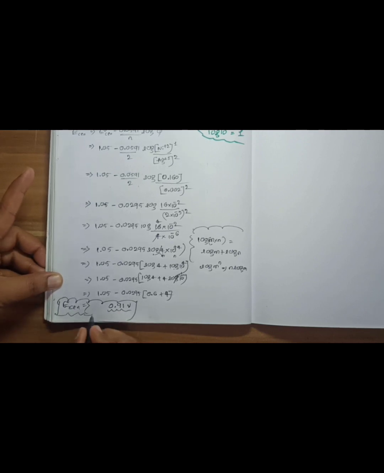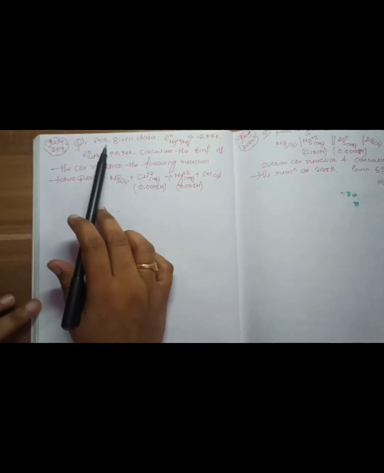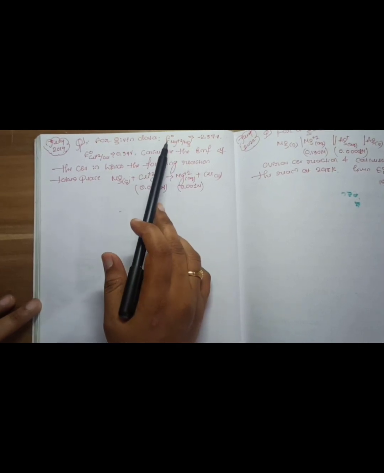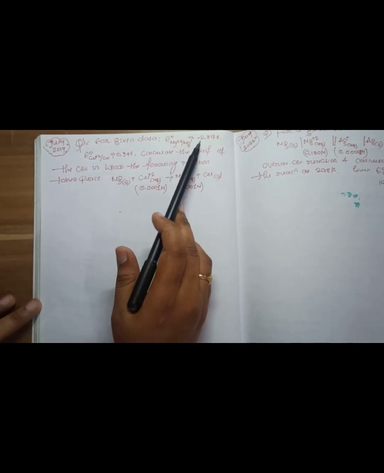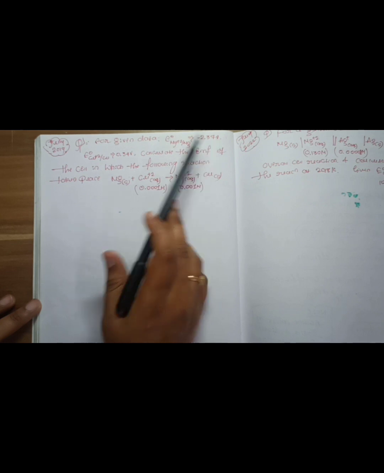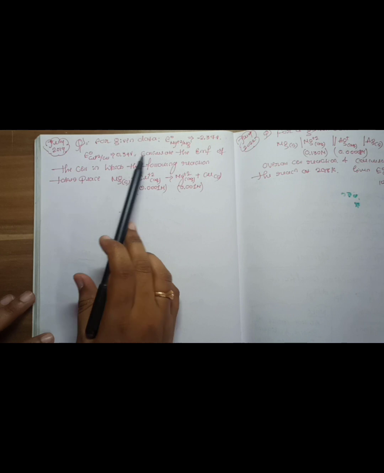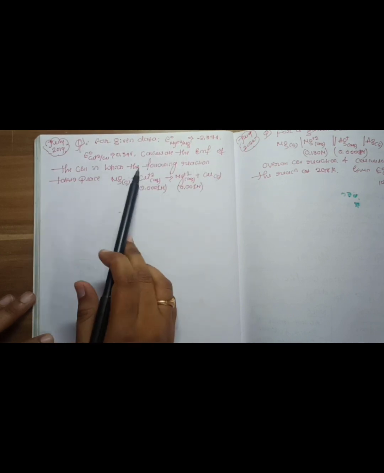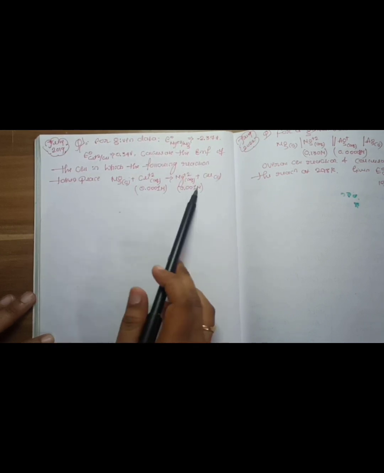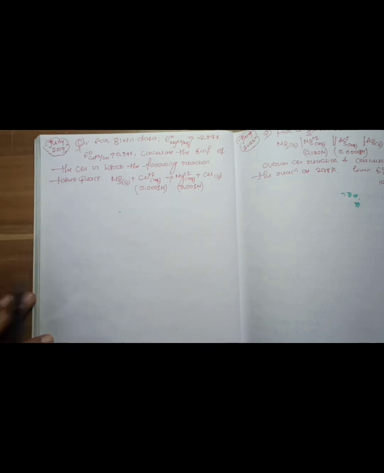In this way we can use the Nernst equation for solving questions based on the Nernst equation. Understood? Thank you. Okay, the next question: for the given data, E naught of Mg plus 2 to Mg is minus 2.37 volt and E naught of copper plus 2 to copper is 0.34 volt. Here we have to calculate the EMF of a cell in which the following reaction takes place. For this reaction we have to calculate the E cell. Again here also we have to use the Nernst equation for solving the problem.